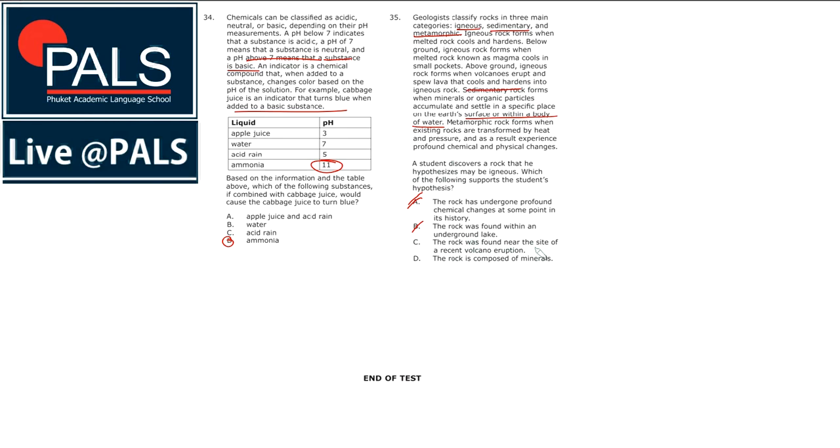The rock was found near the site of a recent volcano eruption. That makes the most sense. The rock is composed of minerals. Know that minerals would speak more for when minerals or organic particles settle. So D speaks for sedimentary, B speaks for sedimentary, A speaks for metamorphic, whereas C is the only one that speaks for igneous rock.